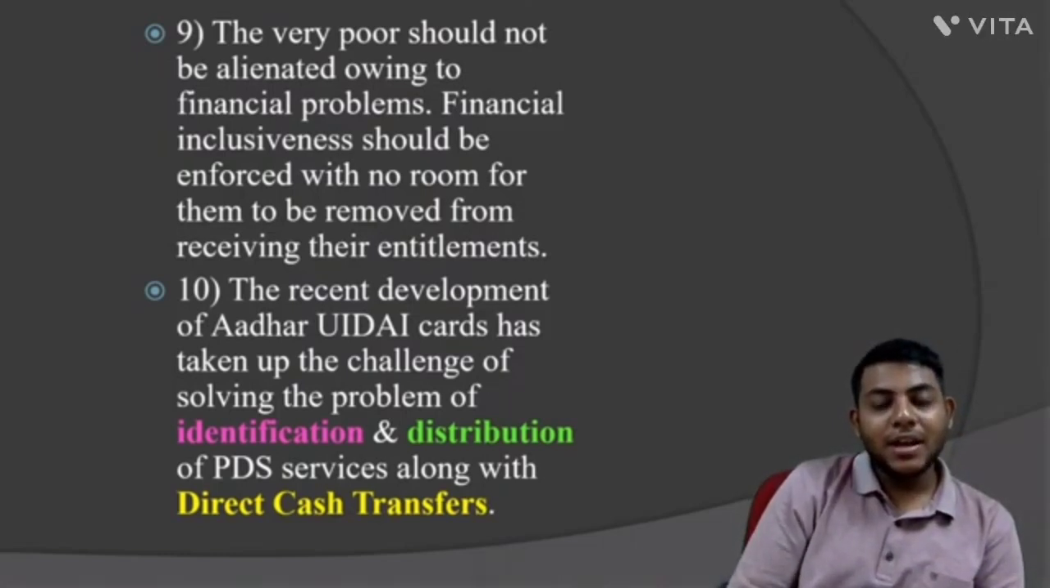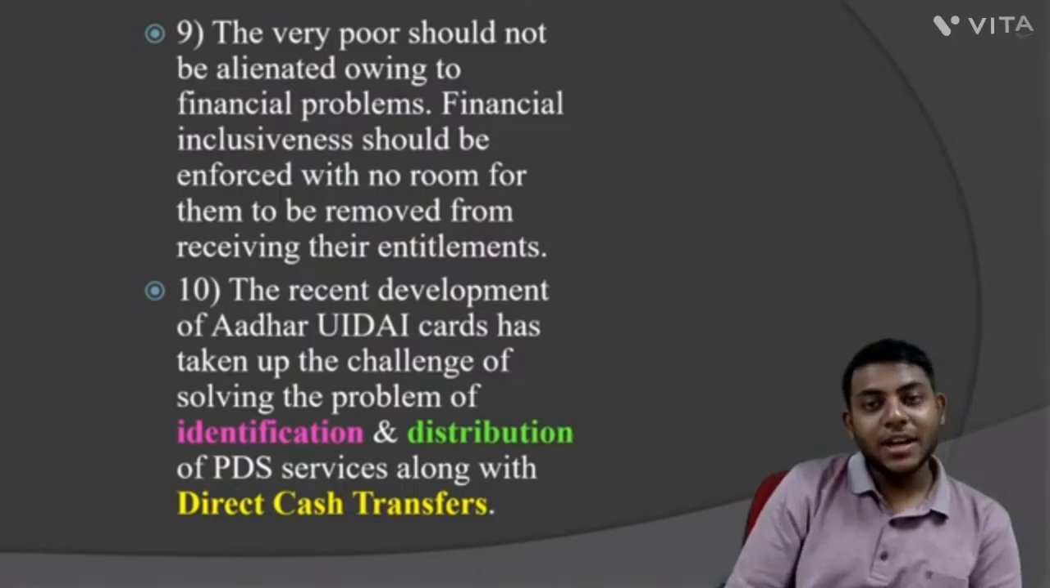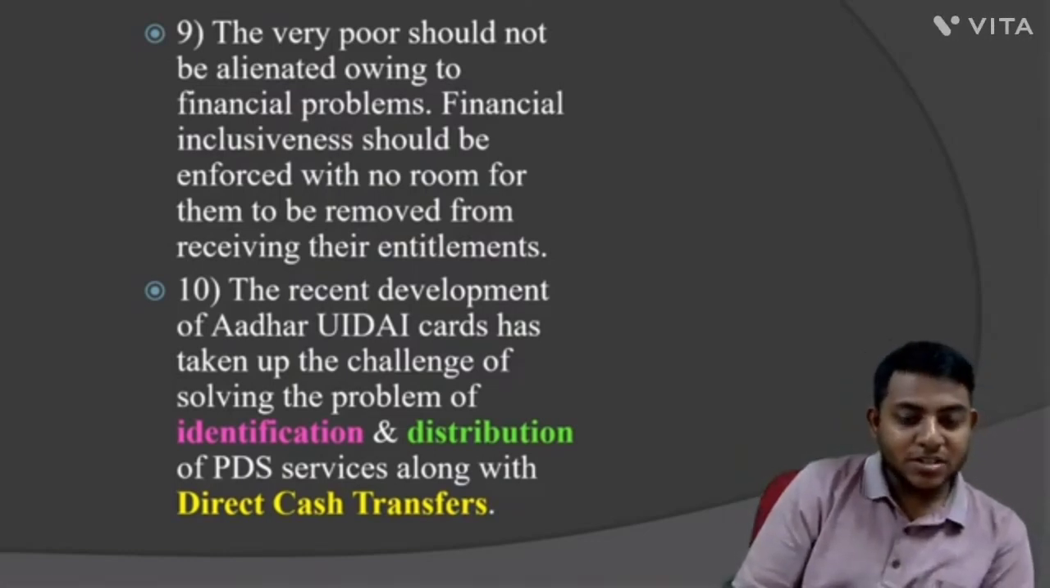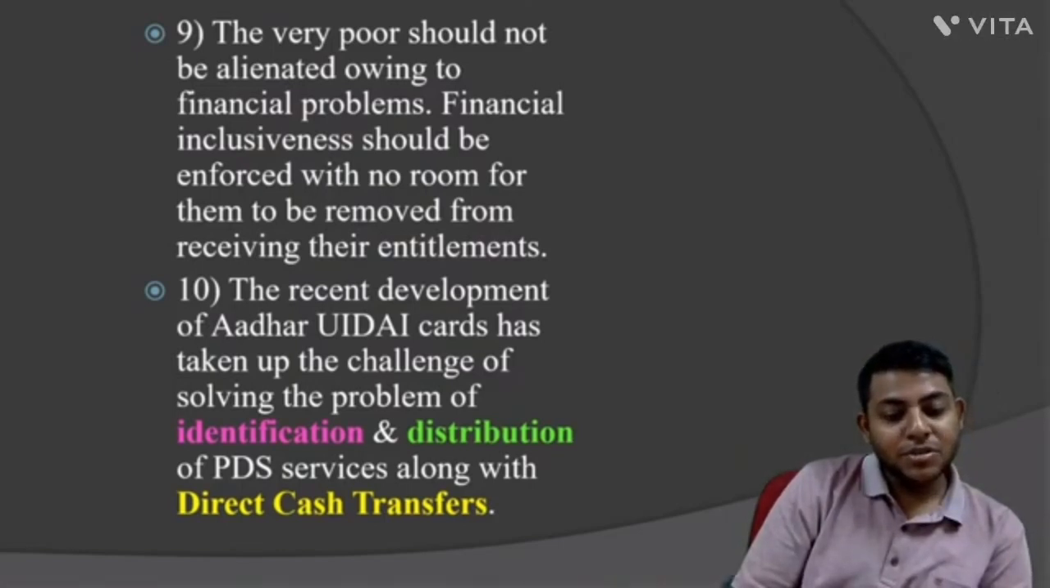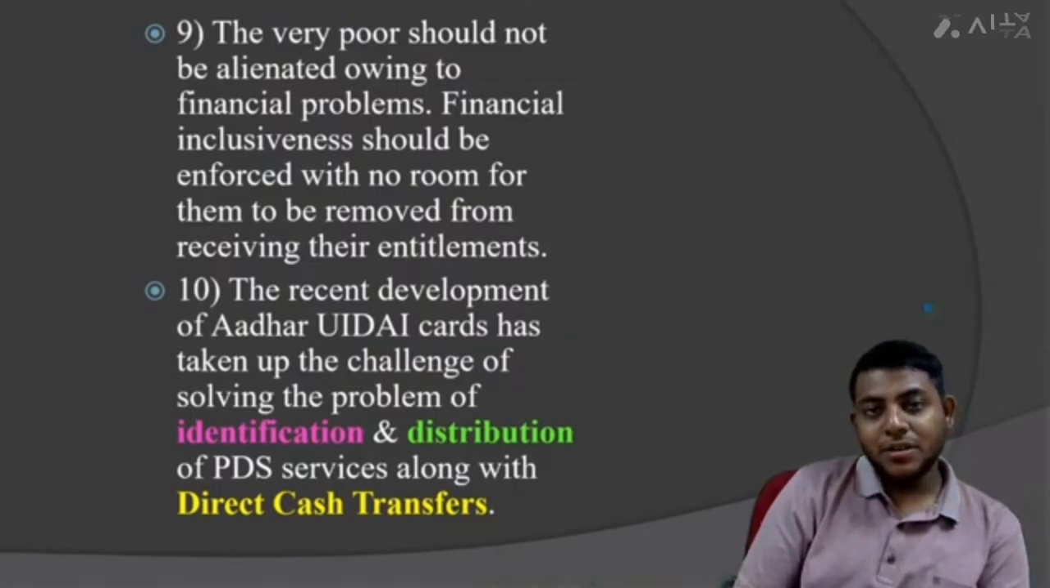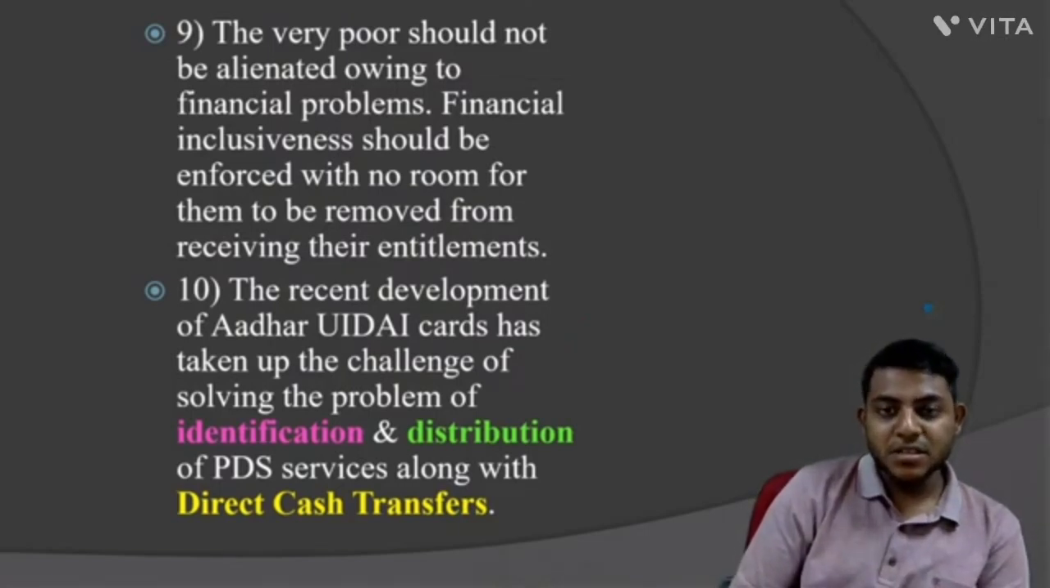Article 39, Article 41, and Article 38, which are part of the directive principles, entrust the government with this responsibility. So the recent development of the Aadhaar and UIDAI cards has taken up the challenge of solving the problem of identification and distribution of public distribution services along with direct cash transfers, eliminating the middlemen, thereby preventing corruption and leakages in the system.